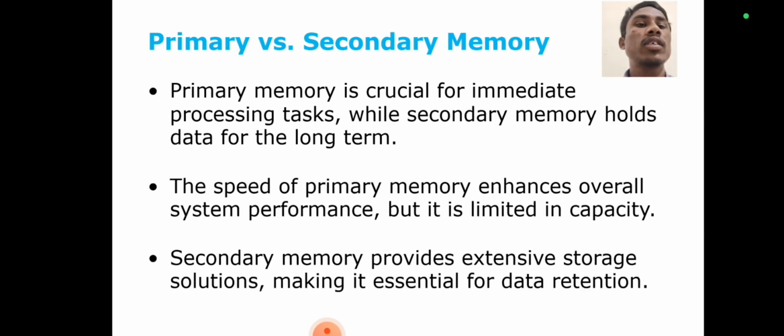Primary memory versus secondary memory. Then we compare the two memories. Primary memory is crucial for immediate processing tasks, while secondary memory holds data in the long term. If we need urgent data, then primary memory is much better compared to secondary memory. The speed of primary memory enhances overall system performance, but it is limited in capacity. Secondary memories provide external storage solutions, making them essential for data retention.